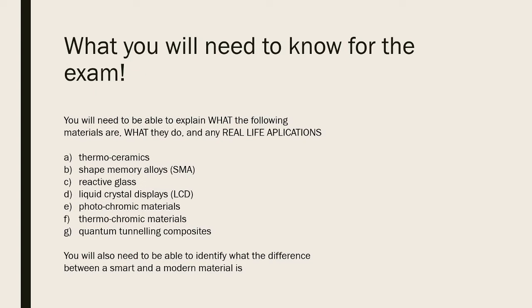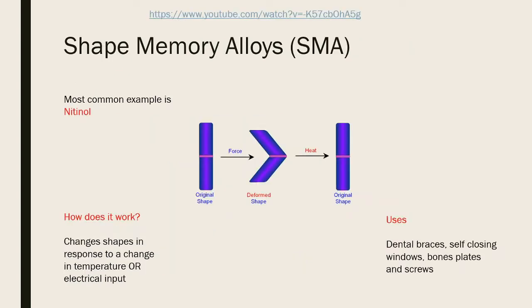You're also going to need to know what the difference is between a smart and a modern material. Now, some of them you may have covered at GCSE, and some of them are probably going to be a little bit more new to you. So the first one is shape memory alloys, SMAs. The most common example is nitinol.